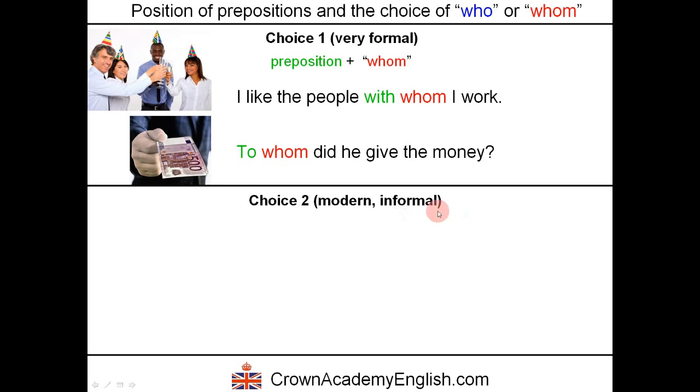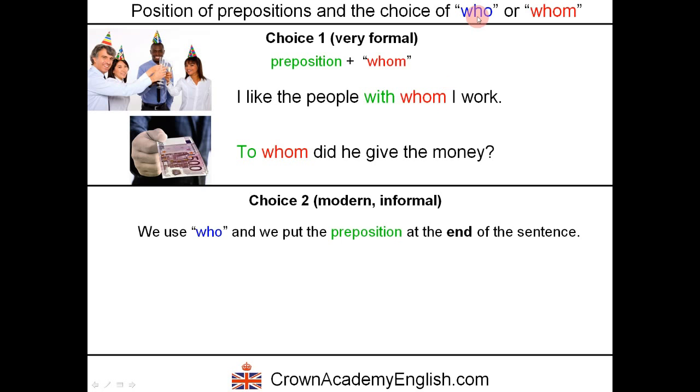In modern everyday English, we prefer choice number 2. In choice number 2, we don't use whom, we prefer who, and we put the preposition right at the end of the sentence. Let's look at two examples using choice number 2. I like the people who I work with. We use who, and we put the preposition at the end of the sentence. Here we have the subject, verb, the preposition, and the object of the preposition actually goes before it. It's quite a strange order of words, but this is how we say it in modern English.